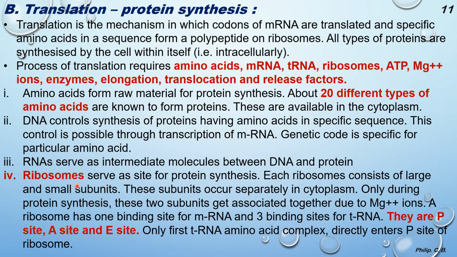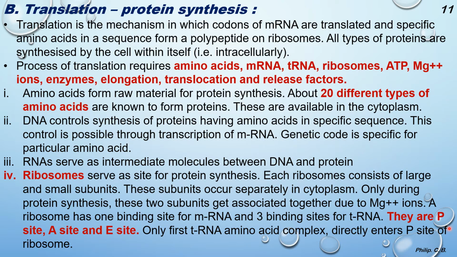Clear? Further, ribosomes serve as the site for protein synthesis. Each ribosome consists of a large and a small subunit. These subunits occur separately in the cytoplasm. Only during protein synthesis do these two subunits get associated together, due to magnesium ions. A ribosome has one binding site for mRNA and three binding sites for tRNA. So it is very clear that there is one binding site for mRNA and three binding sites for the tRNA. And the ribosome serves as the site for protein synthesis.